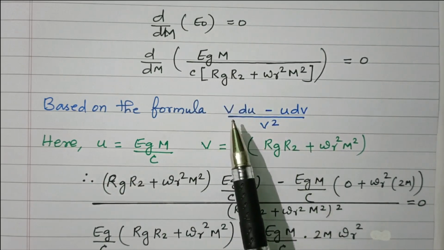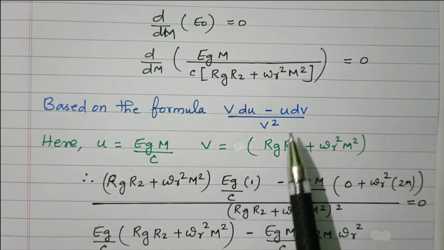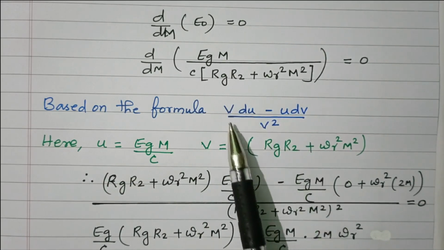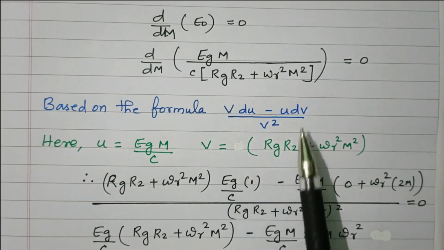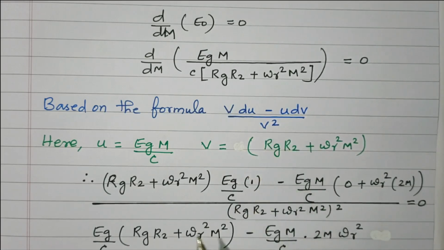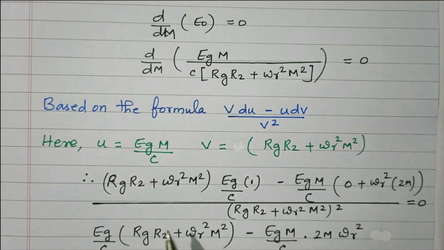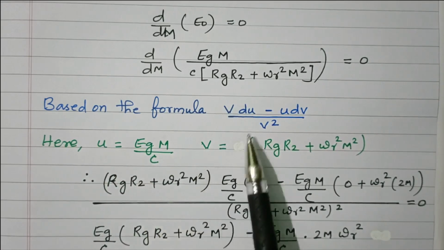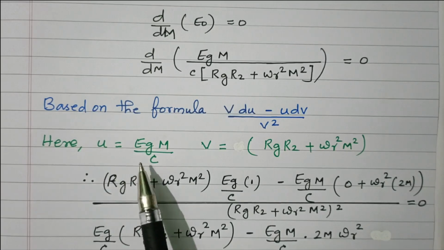What is the formula for differentiation? v du minus u dv divided by v square. That is, v into differentiation of u minus u into differentiation of v, divided by v square. So this is the term u and this is the term v. Now we first substitute the v. This is the v. Then du: u we have to differentiate with respect to M.